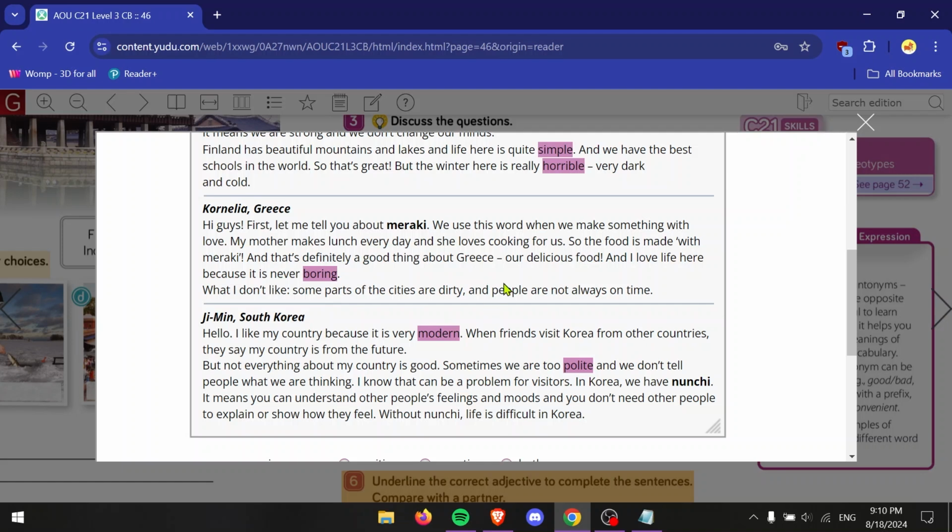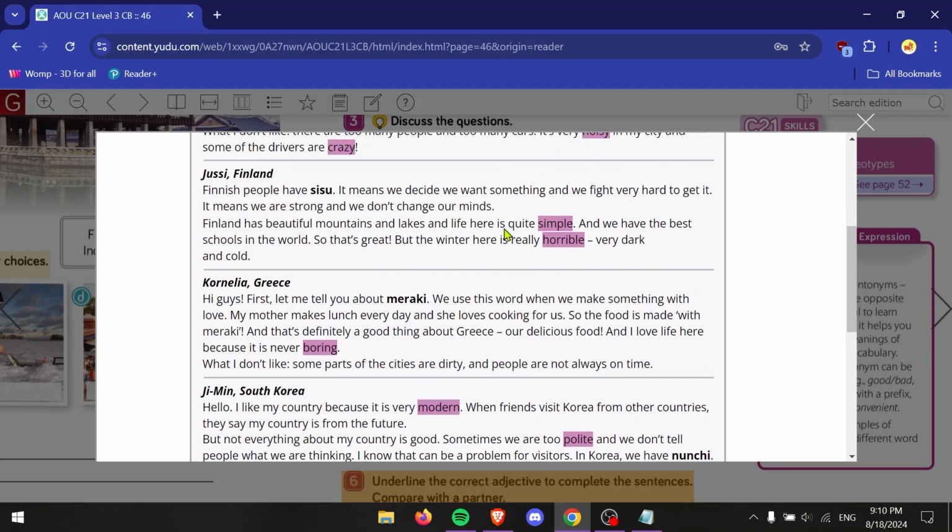What about Greece? So the food is made with meraki, which stands for, or means, love. And that's definitely a good thing. Our delicious food. I love life here because it is never boring. See, this is the opposite of simple. Or sorry, not the opposite of simple, the opposite of life in Finland. Life here is quite simple. Life in Greece is never boring because there's always something to do or someone to talk to.